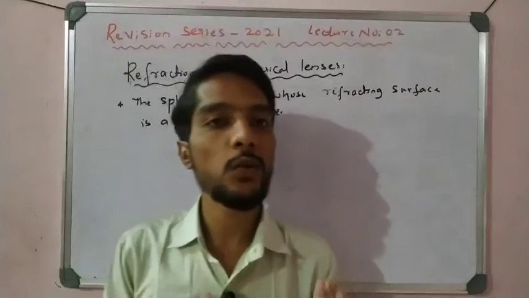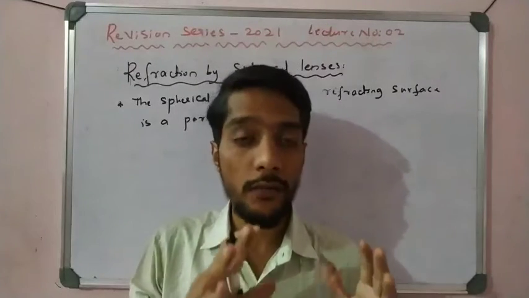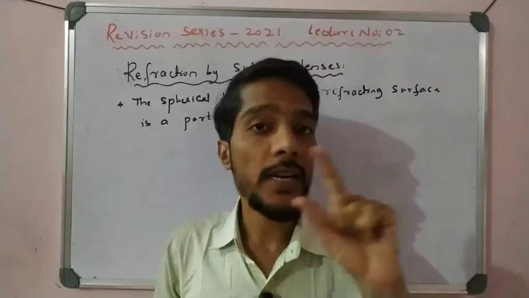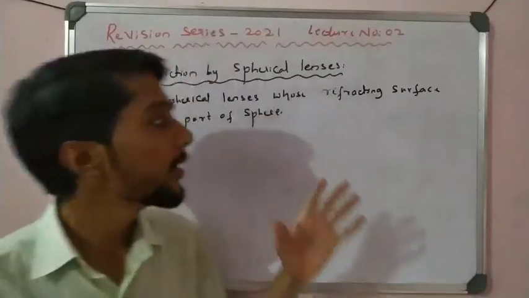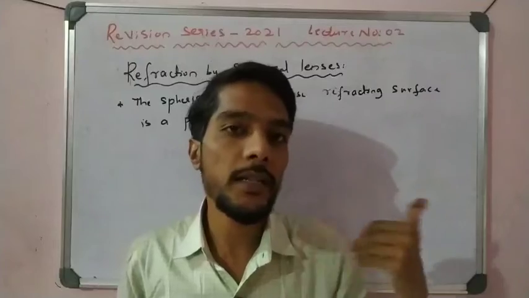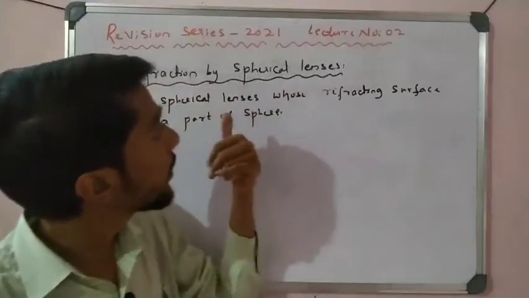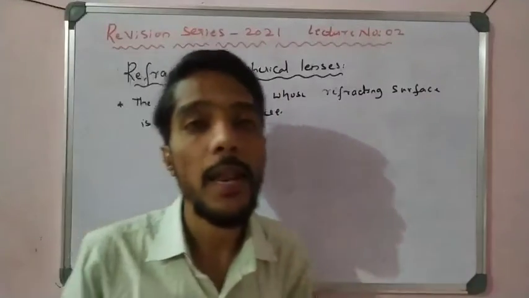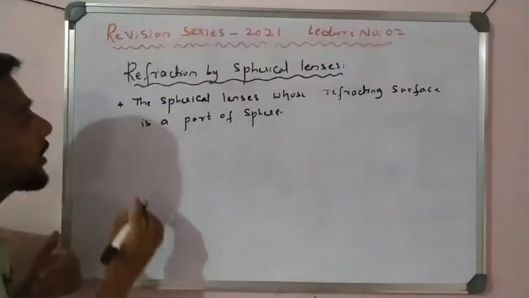Spherical lenses have two faces or one face of refracting surface. If that is in the form of a sphere, we call it a spherical lens. If it is a plane, we call it a plane lens, but here it is spherical in shape, meaning it is a spherical lens. Now this is about a spherical lens.